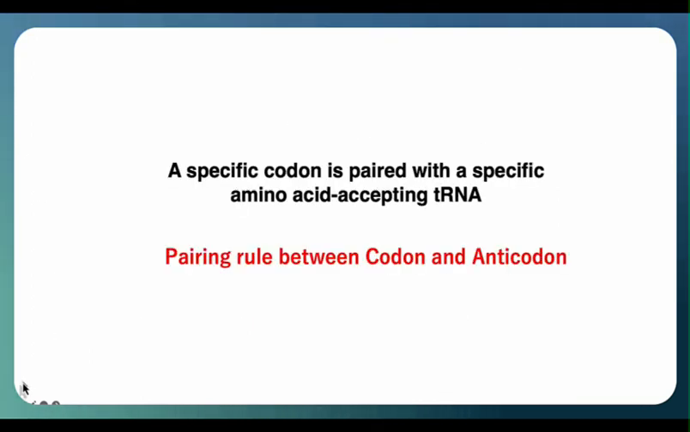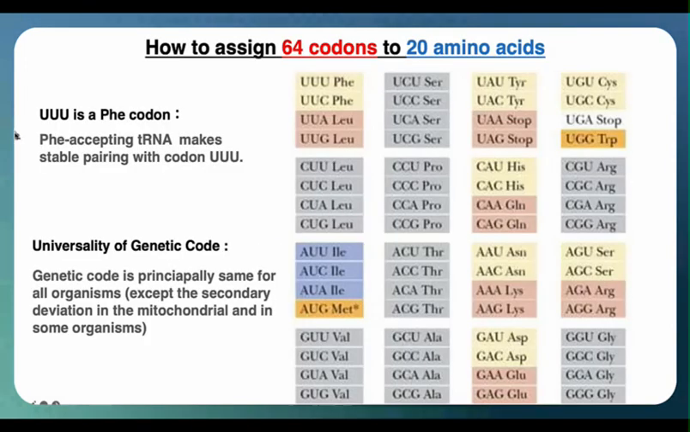Next topic is how a specific codon is paired with a specific amino acid accepting transfer RNA, and the pairing rule between codon and anticodon. Regardless of whether they are bacteria, animals, plants, or viruses, all organisms on Earth use the same set of 20 amino acids.